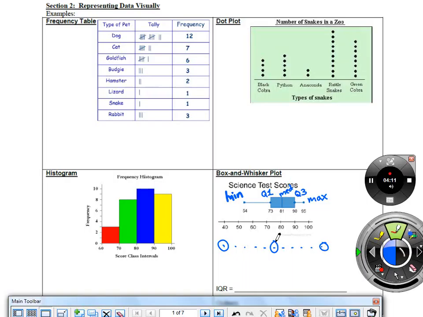Then the middle of the bottom half of the data is my first quartile, and the middle of the top half of the data is my third quartile. So the median is like my second quartile. Sometimes they might call it that. So here there's 4 in here.